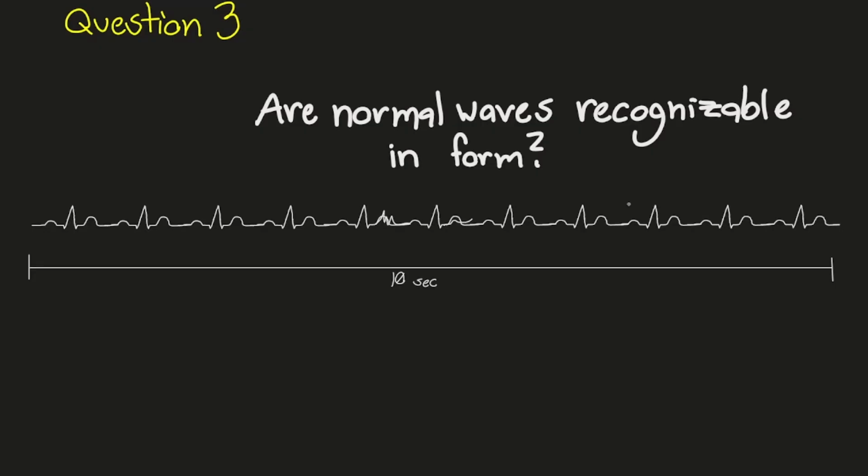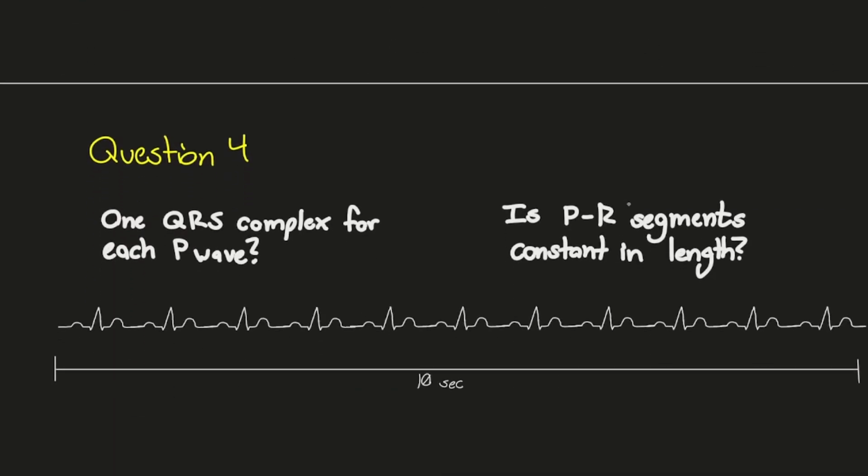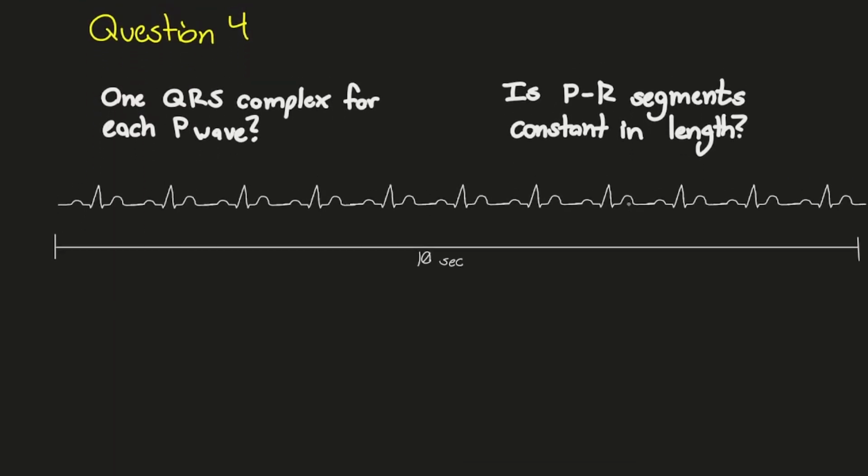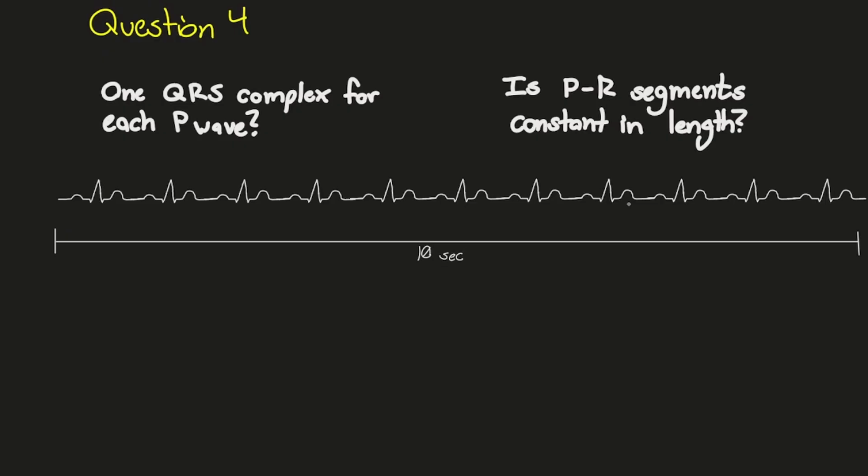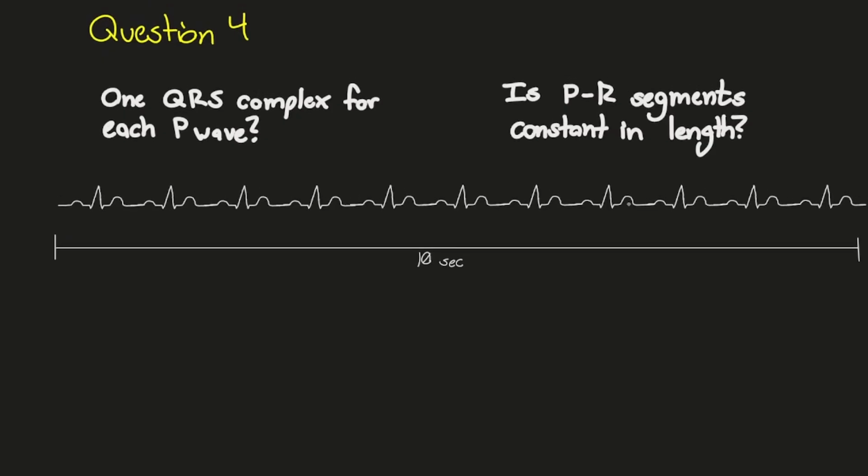Because to a certain point, they become unrecognizable, especially when we go into fibrillations. They're not going to be able to be recognizable. So the next question is question 4, which plays into question 5. So I'd say question 4 and 5 are one question, but depending on how you answer, it leads to question 4 or question 5. So the first thing here is, is there one QRS complex for each P wave?